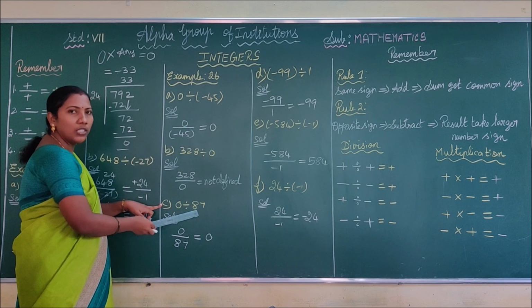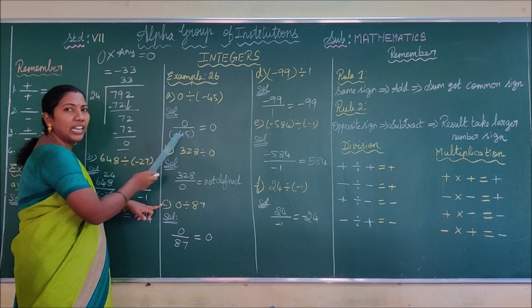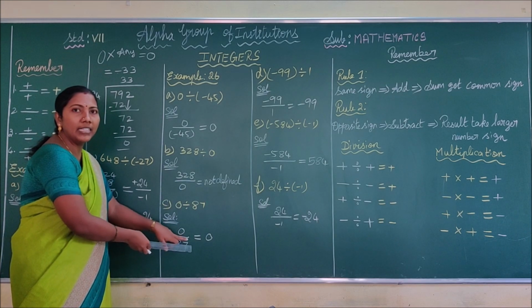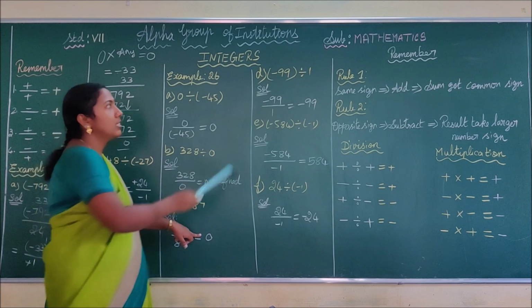Here we have the positive integer. Whether the integer is negative or positive, it is not a matter. 0 divided by any number, the answer is 0. It's clear? See the next one.